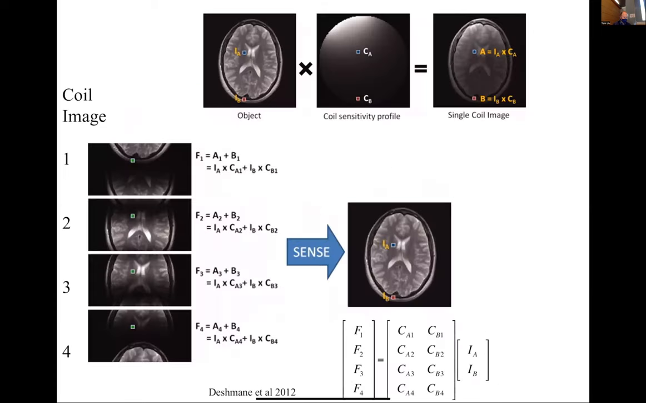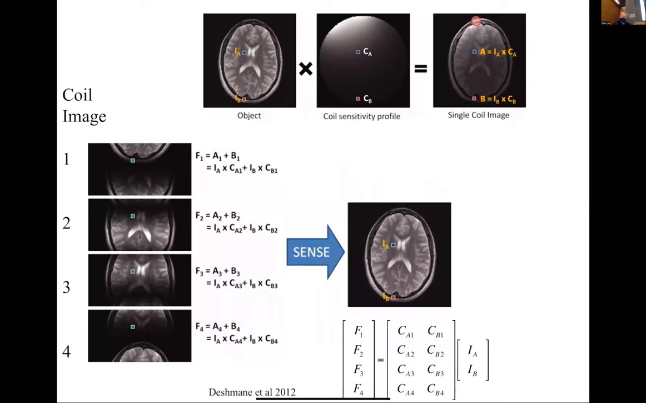So here's the idea behind SENSE. SENSE was the first one that came out and it's still pretty widely used, although it's probably losing ground a little bit to some other approaches. Let's say this is my object here. Now I have two voxels, A and B. If this is a coil here, they're weighted by the sensitivity of this coil. So when I measure this voxel, it will have IA times CA, and this will be IB times CB.